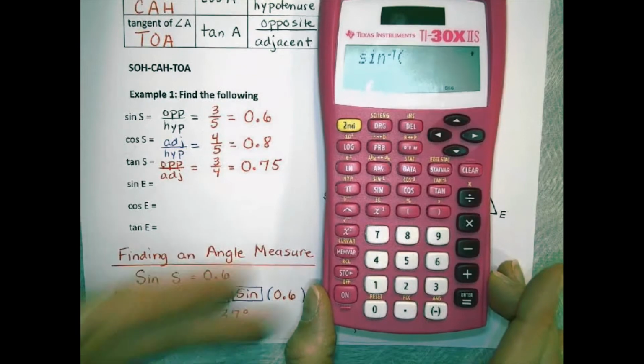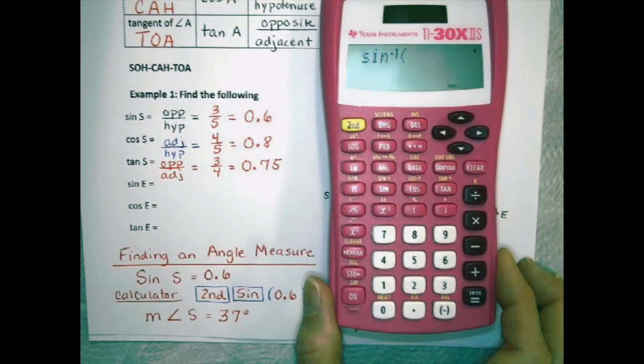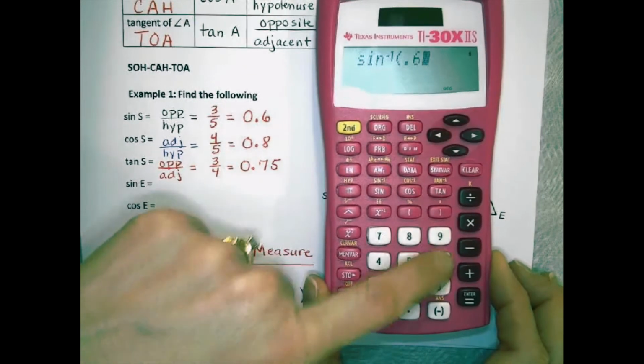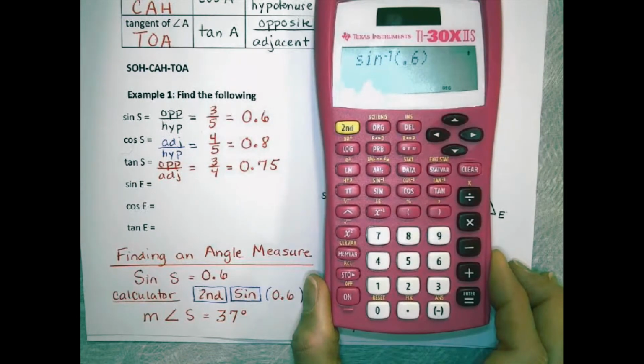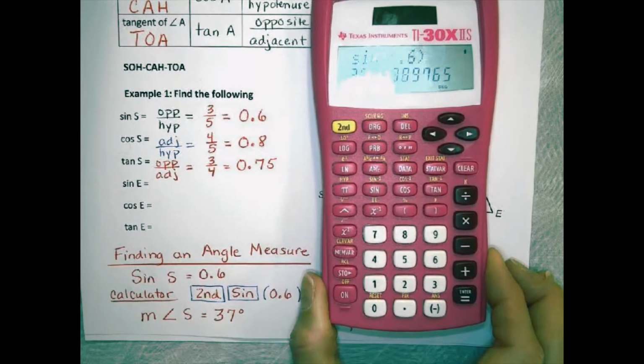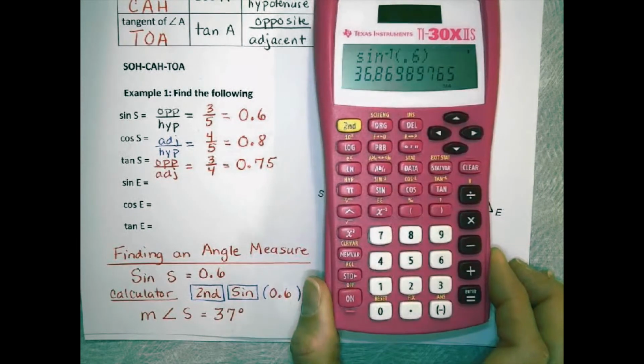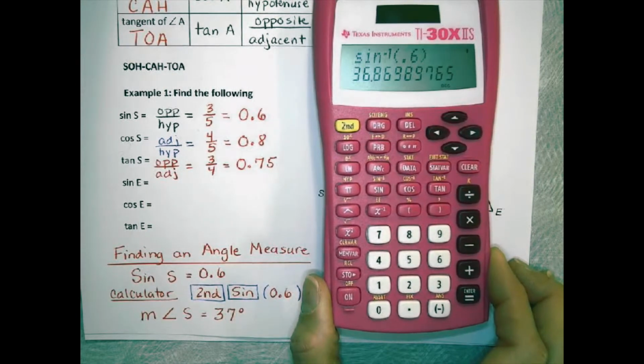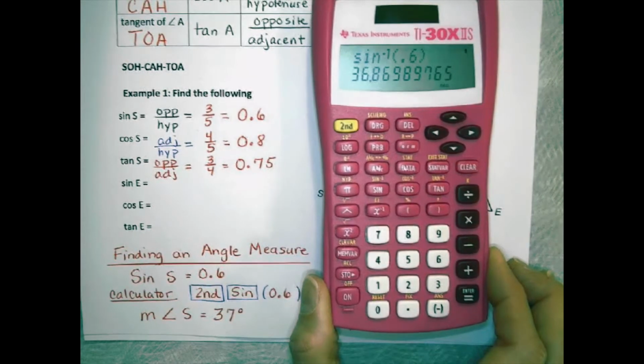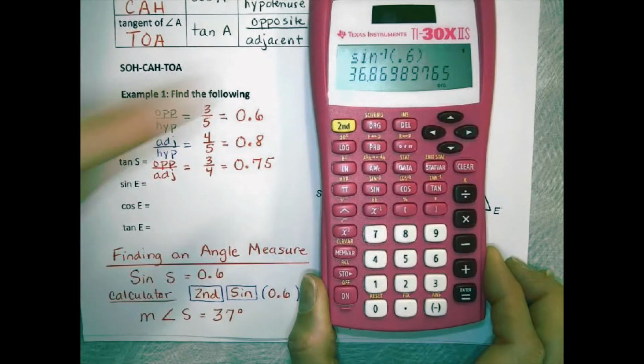I'll put in 0.6, close my parentheses, and when I hit equals, it tells me 36.869 on and on. I can round that up to be 37 degrees. So this tells me that the measure of angle S is 37 degrees.